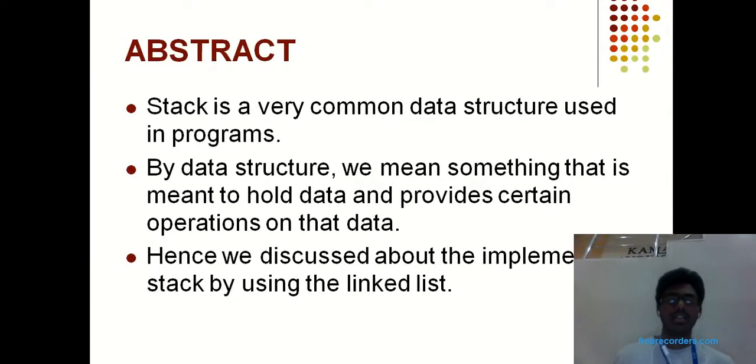We are discussing the linked stack. The abstract stack is a very common data structure used in programs. By data structure, we mean something that is meant to hold data and provide certain operations on the data. Hence, we discuss implementing the stack by using the linked list.